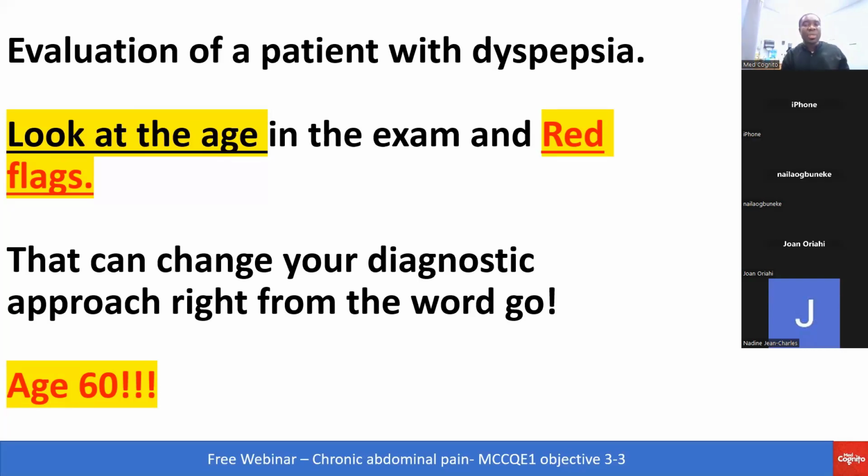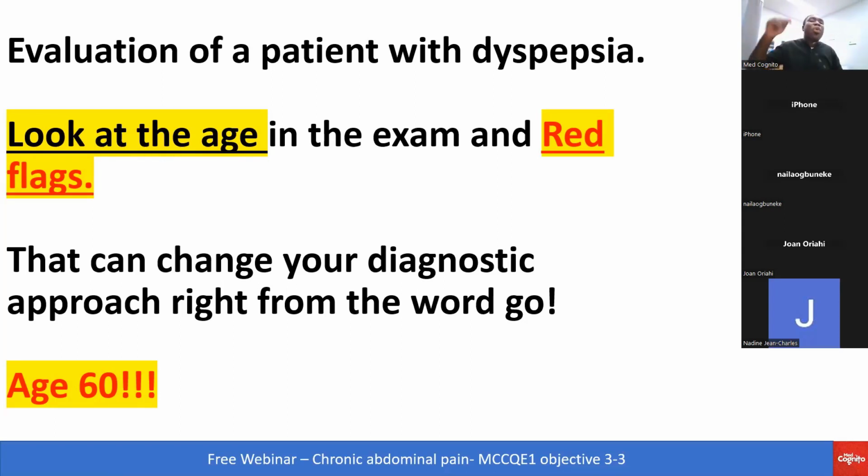When the patient is less than 60, there's a different approach you use. When the patient is more than 60, there's a different approach you use. So for next best step questions, look at the age they provide you. We're going to look at it now. For example, assuming I say you have a 65-year-old gentleman who comes in with early satiety, postprandial fullness, and heaviness in the epigastric region after meals, what is your next best step?